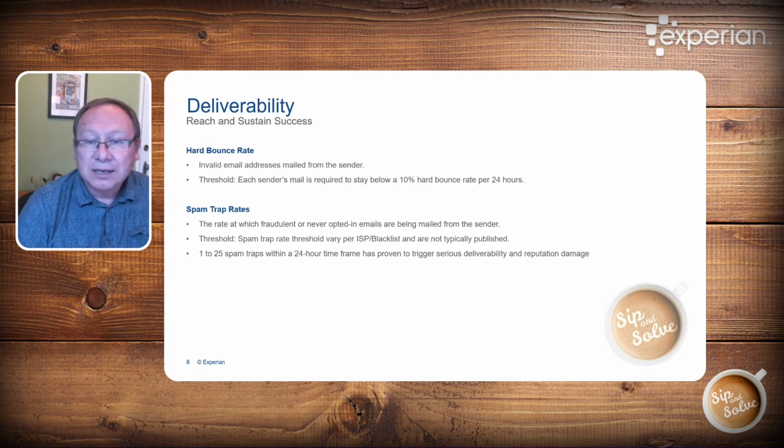Spam trap rates. This is the rate at which fraudulent or never opted in emails are being mailed from the sender. Here, the threshold is a little bit tricky. Each ISP has their own definition, but basically, a good recommendation is that anywhere from 1 to 25 spam traps within a 24-hour time frame could trigger a bad reputation risk from the ISP.